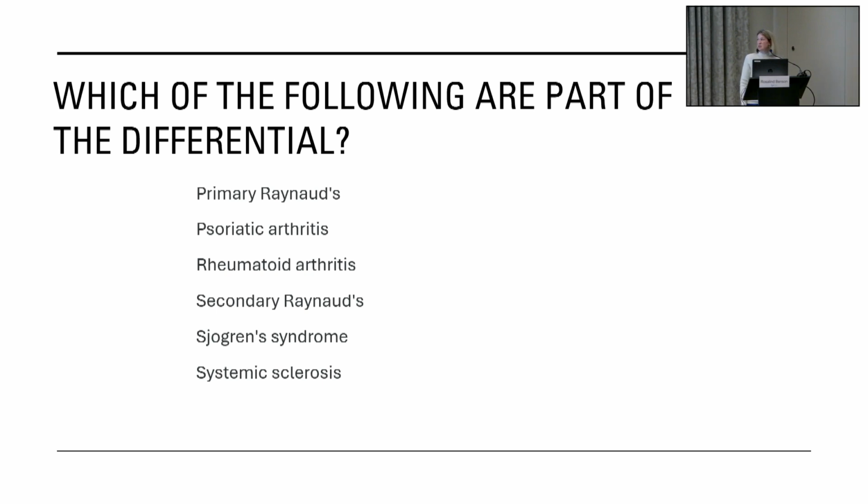So what would be a differential at this point in this patient? Would primary Raynaud's be part of your differential? I'd say it's unlikely. She's 67, isn't she? It would be very unusual to get at this point. Psoriatic arthritis? No, there's nothing in the history to suggest that. Is that rheumatoid? Well, she's got knee osteoarthritis, but she hasn't mentioned any other joint pain, but really this is where you need a bit more history. Secondary Raynaud's would definitely be up there. Sjögren's, she doesn't mention sicca symptoms, I don't think, from the history, but it's part of it, secondary Raynaud's. And then systemic sclerosis.